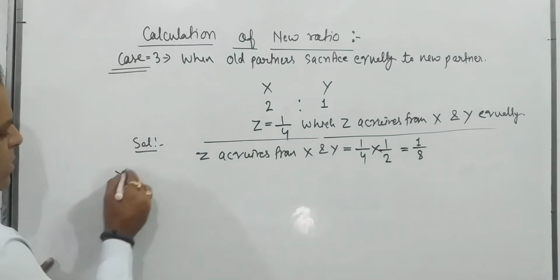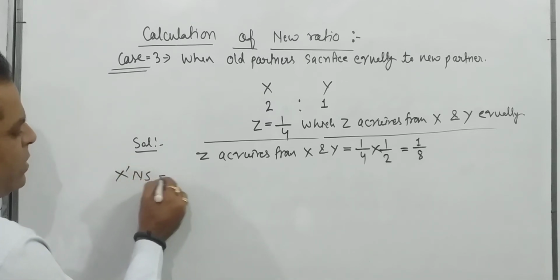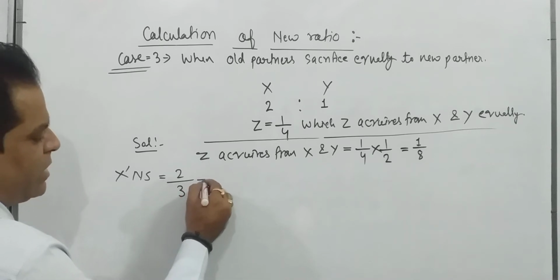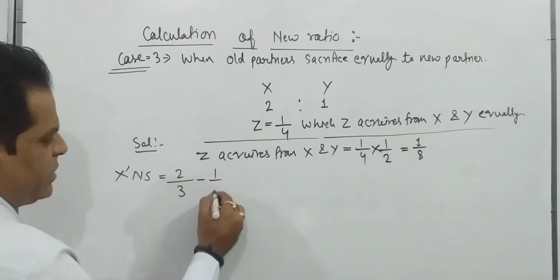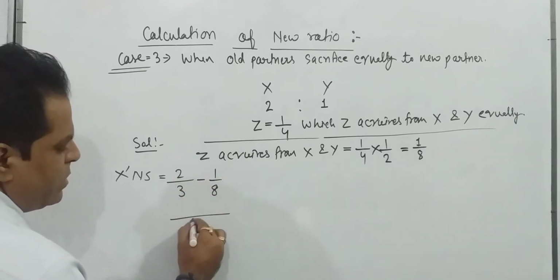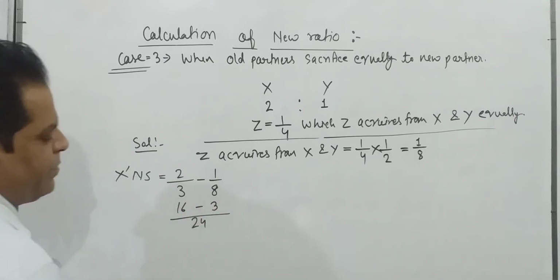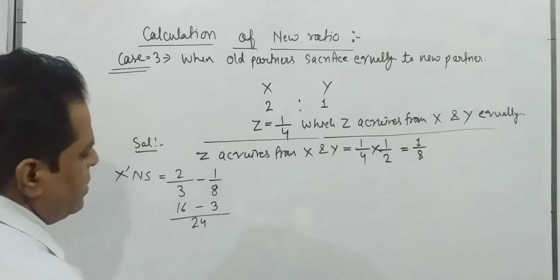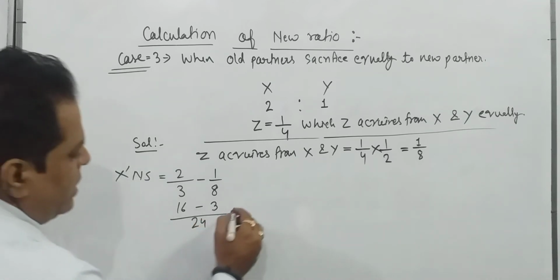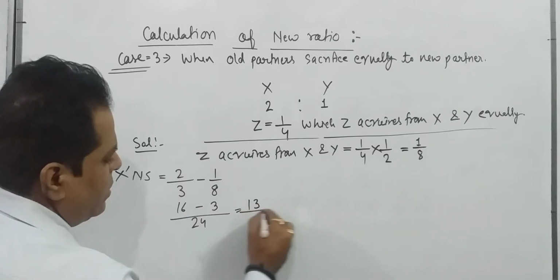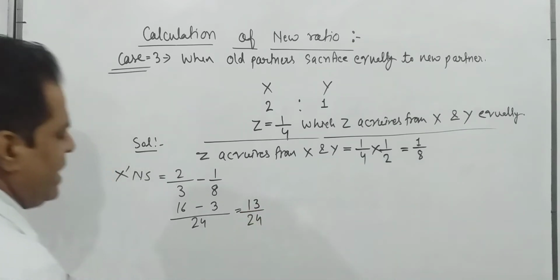X new share. What is the old share? 2/3. How much is X sacrificing? 1/8. So 24, 16, 3. And this is 13/24, X new share.